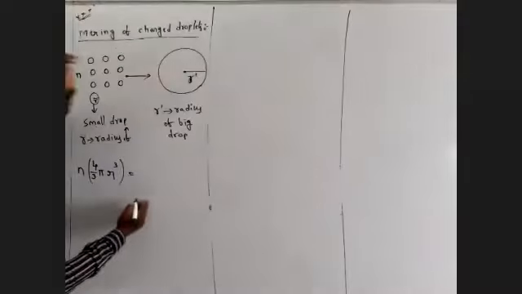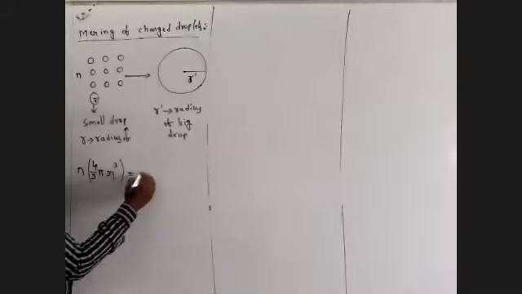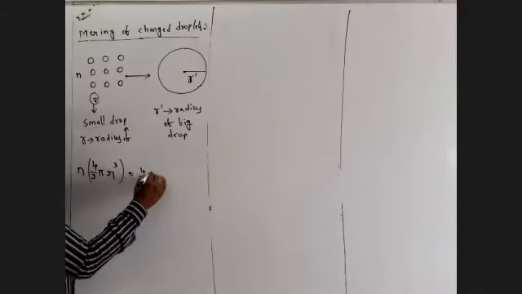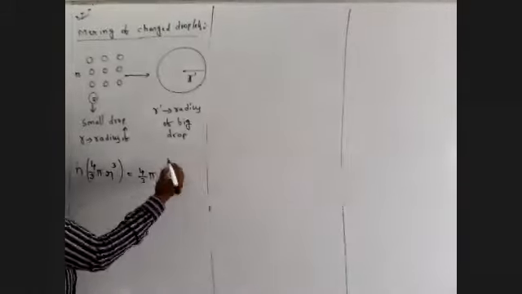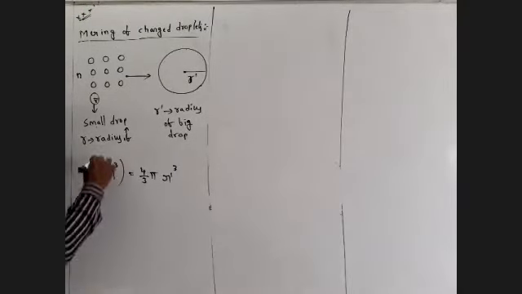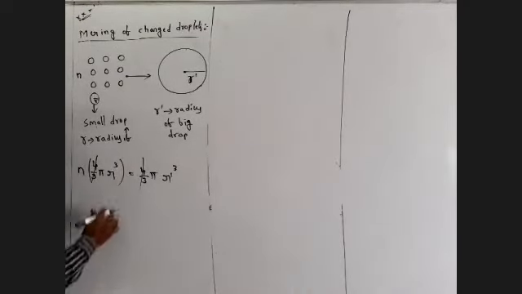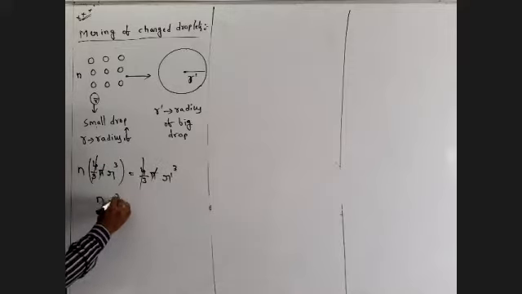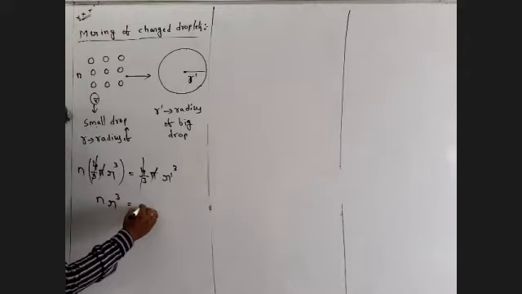But how many drops do we have here? We have n times 4/3 pi r cubed. What is the volume of the big drop? That is 4/3 pi r dash cubed. Both sides, the 4/3 and pi cancel each other. Remaining, n r cubed is equal to r dash cubed.